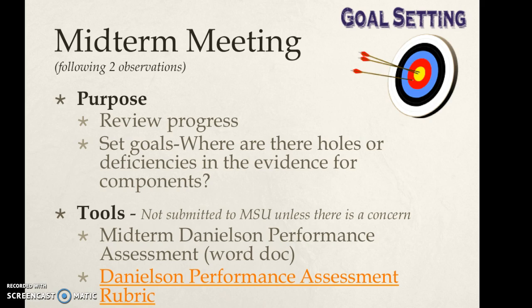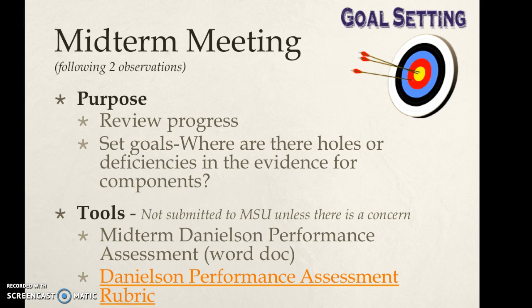So the midterm meeting happens following the second observation, and the purpose of that midterm meeting is really to review the progress. How's it gone so far? And then to set goals. Are there holes? Are there deficiencies in the evidence? Or simply just lack of evidence? I haven't been able to see this, or I'm wondering how we can collect some evidence, and you might even collect some evidence right there in the midterm meeting.